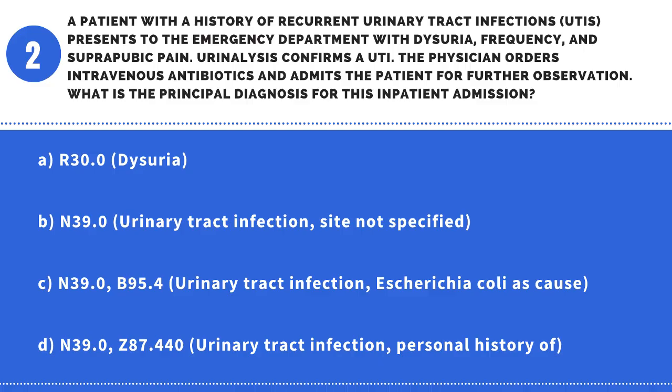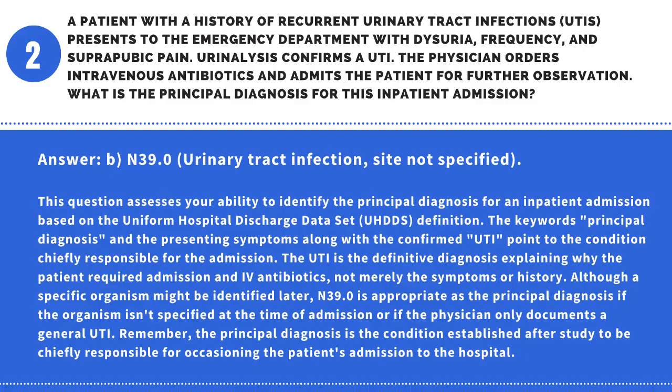A. R30.0 dysuria. B. N39.0 urinary tract infection, site not specified. C. N39.0, B95.4 urinary tract infection, Escherichia coli as cause. D. N39.0, Z87.440 urinary tract infection, personal history of. Answer B. N39.0 urinary tract infection, site not specified.